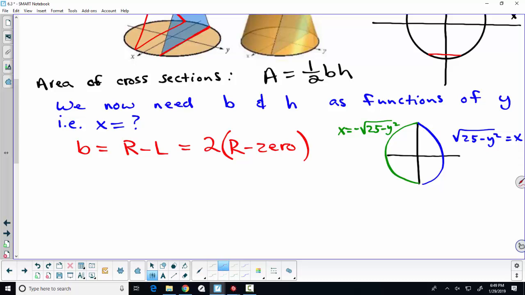So now, when we look at this length, again, it's just the right minus the left, or we can just look at half of it and double. Right minus 0 times 2. Whichever one makes more sense to you. However we look at it, b is equal to what? David? 2 square root of 25 minus y squared. Right.